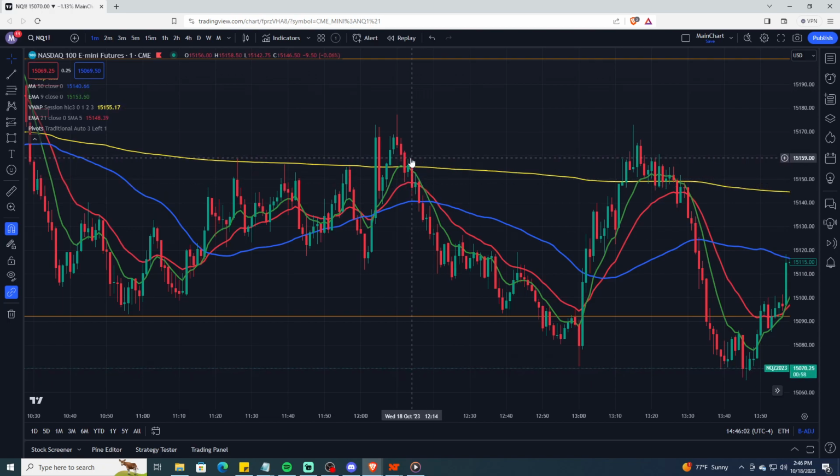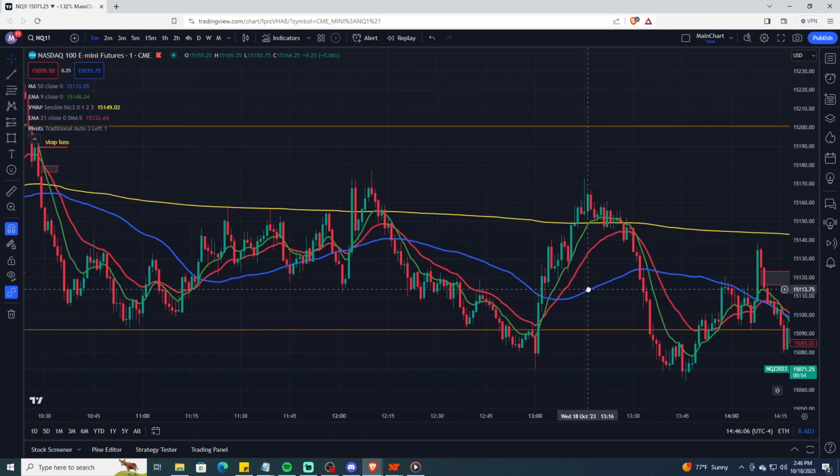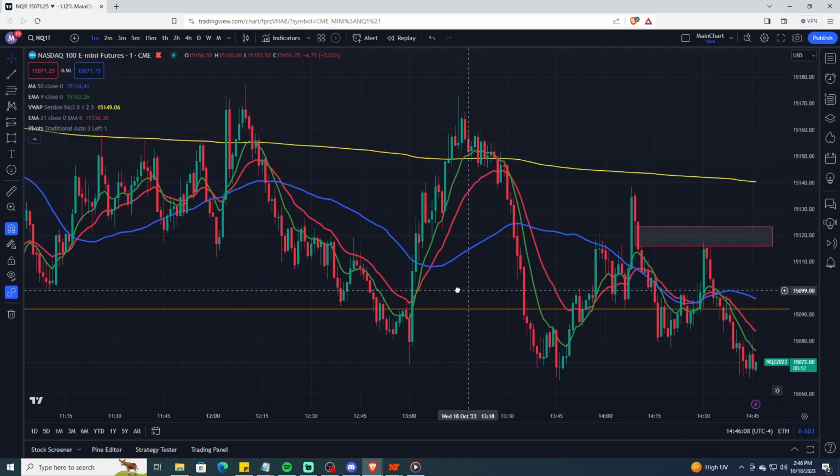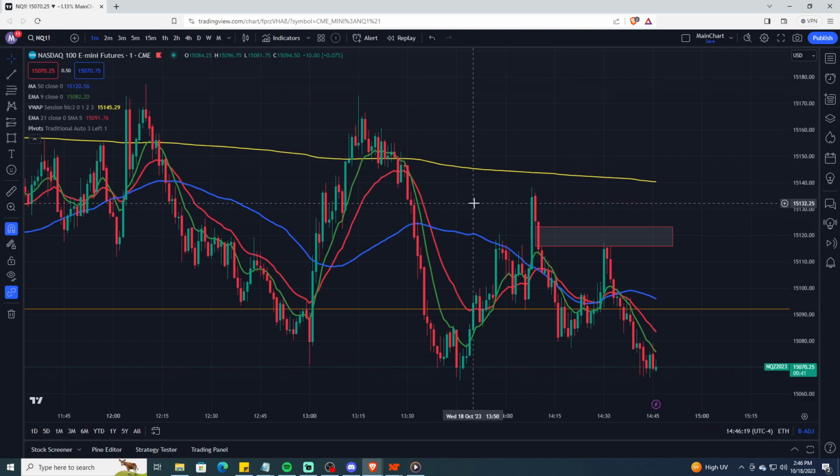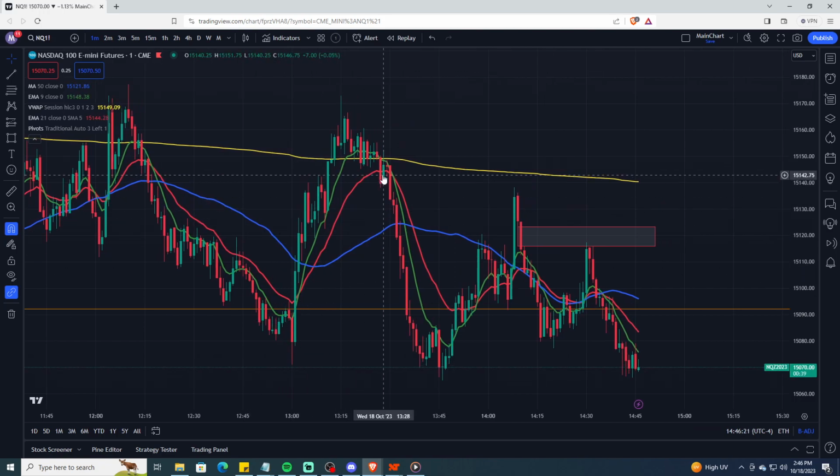You put your stop up here and you target this low. Like, it's just that simple. Or you target a fair value gap, and then you have this big spike, and you can target VWAP. You can target whatever you want. You can take your 10 points and run. It's just that simple. But you want to be looking for the reversals.